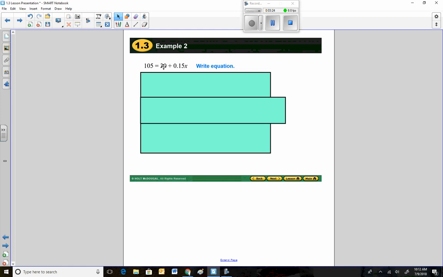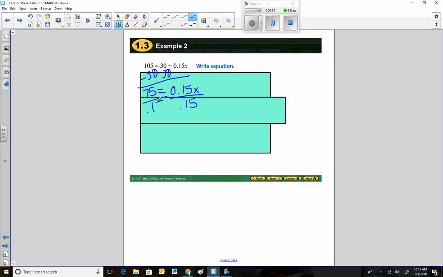We first have to get rid of the 30. It's a positive 30. So what are we going to have to do? We're going to have to subtract 30 from both sides. So subtract 30, subtract 30. And let's see. On the left side, 105 minus 30 is 75. Equals, and then positive 30 minus 30, which means you're going to have nothing here. So that leaves you with just 0.15x. We will divide both sides by 0.15.